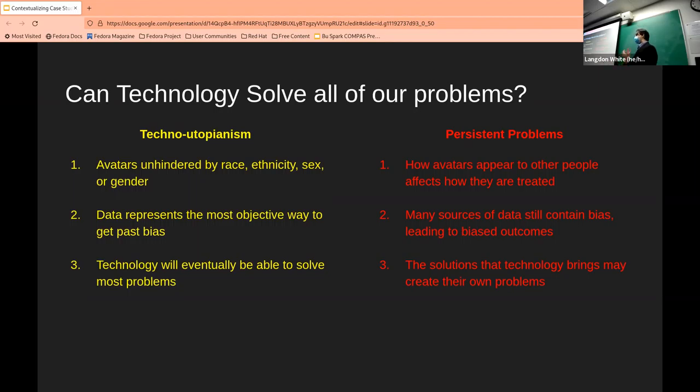Next is that we see data as the most objective way to represent life and everything. But as we talked about last week, sometimes that data has biases of its own. There could be historical problems going into it, and it doesn't always get at what it's supposed to. And then finally, if you really are for this kind of idea, you'll think, well, if we just keep making more technology, we'll eventually be able to solve all of our problems. But as I just stated, every time you create a technology, it's going to have its own issues, right? So you have to use tech to solve tech, which, I guess, keeps us employed, which is good.